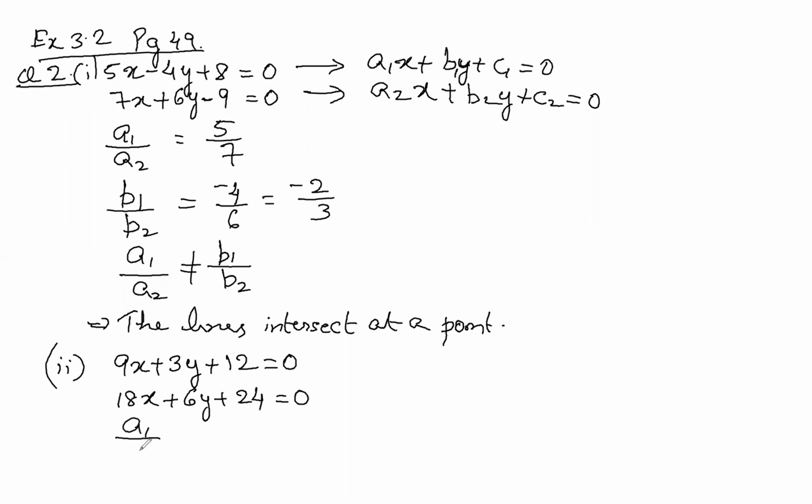What is a1 by a2 in this equation? Ida, can you say a1 by a2 here? 9 by 18. Correct. When you simplify 9 by 18, how much do we get? 1 by 2. Now b1 by b2.